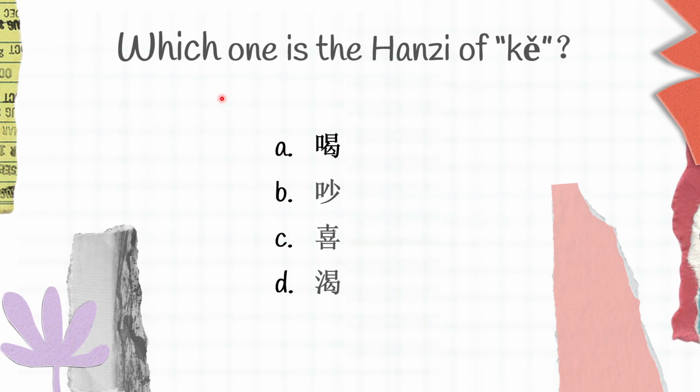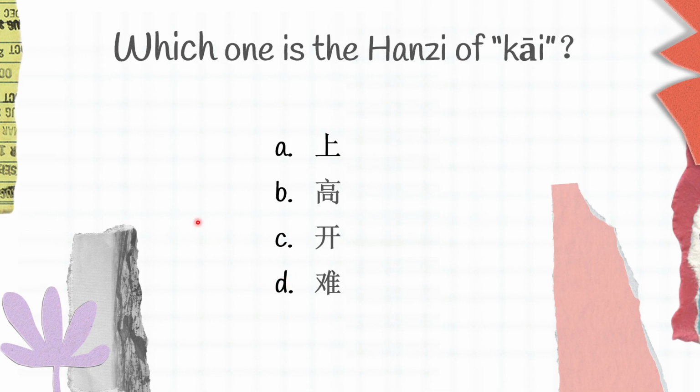Let's move on to the next question. Which one is the hands of 可? Is it A, B, C, or D? A is 喝, B is 炒, C is 洗, D is 可. And the right answer for this question is D.